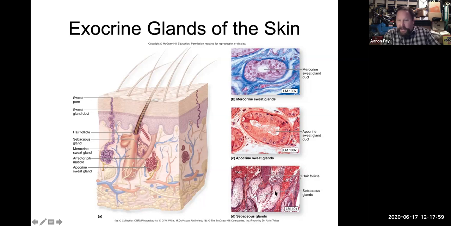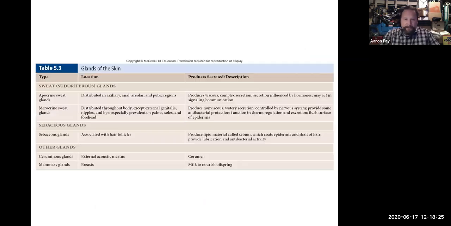If we had a close-in zoom of that, the cells in the sebaceous gland look like adipocytes, big white empty cells, except the sebaceous glands have a centrally located nucleus. Adipocytes do not. Their nuclei are pushed off to the side. So don't confuse sebaceous glands with adipocytes. Sebaceous glands have a centrally located nucleus. In adipocytes, the nucleus is pushed off to the side.